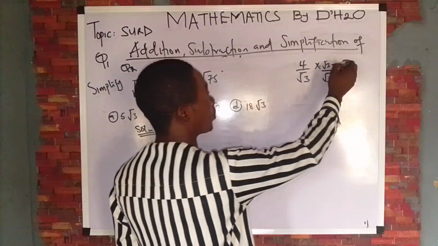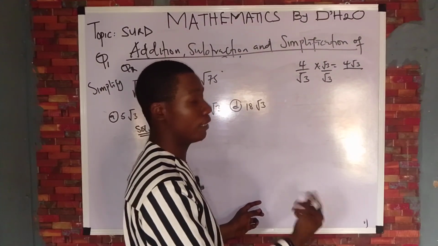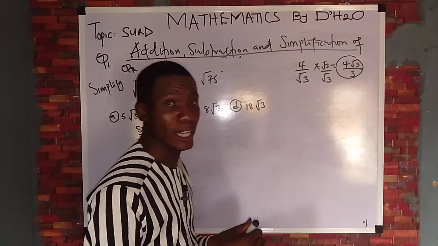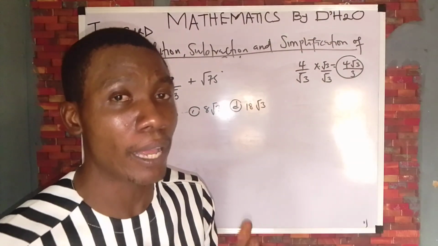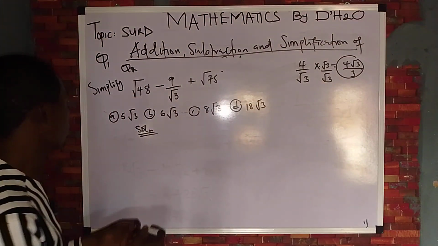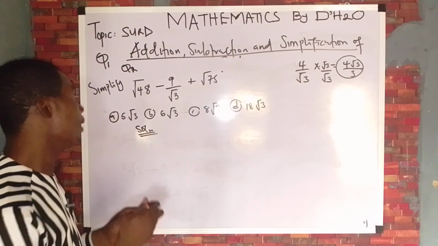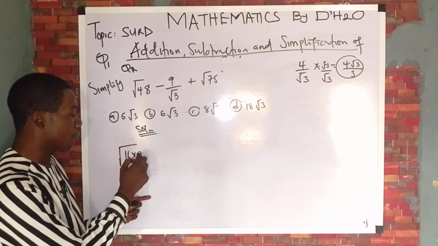And that will give us 4 root 3. Root 3 times root 3 will give us 9. And the square root of 9 is 3. So that's what you have. So please learn to rationalize whenever you have a root in your denominator. And that's what we are going to apply right now. Okay? So remember, root 48 can be broken down into several multiples, but the one that is comfortable is to break it to 16 times 3.